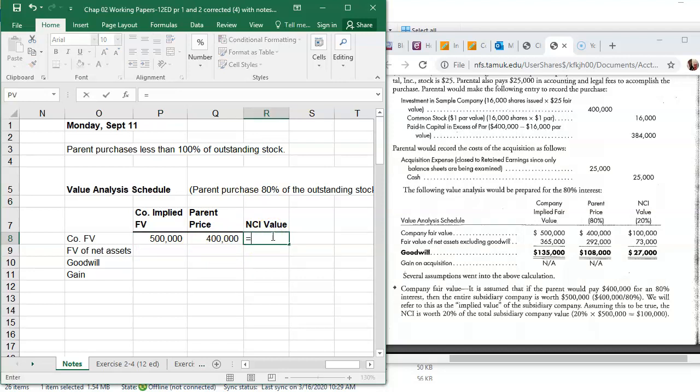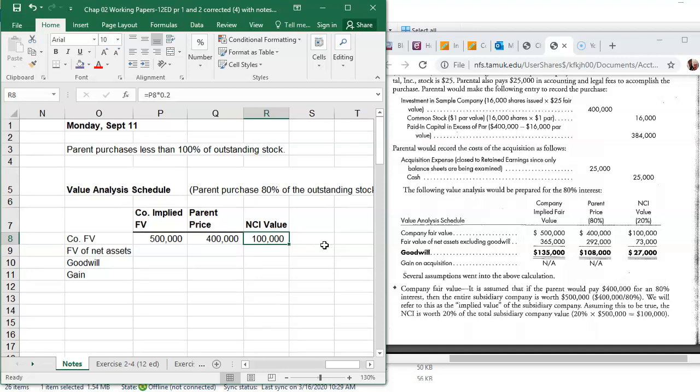And then you can either subtract, or you could do the 500,000 times 20%, because that's the NCI's value, to get what the NCI is. Generally, that sometimes will change. There are some rules and exceptions there, but that's how we're doing it today.